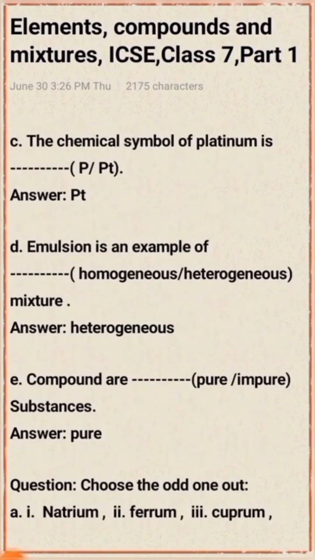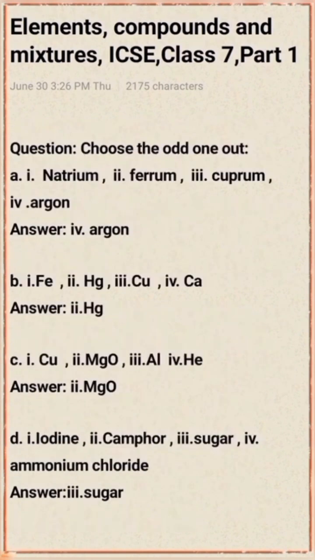Next question, an emulsion is an example of a homogeneous or heterogeneous mixture. That is a heterogeneous mixture. Next question, number E. Are compounds pure or impure substances? Answer: pure.